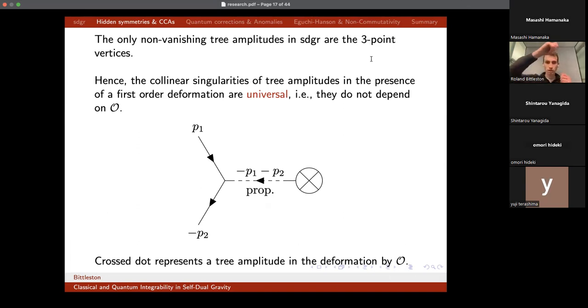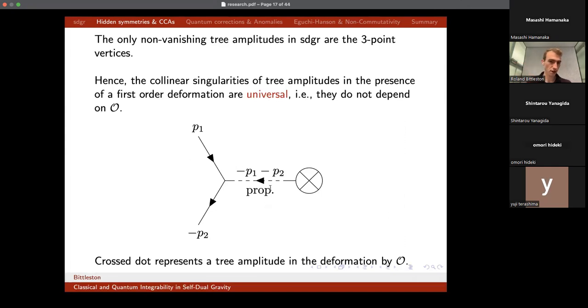the momenta on 2 external gravitons to become collinear, the only way I can get a non-vanishing answer is if there's a propagator which is becoming singular, which is going on shell. That's the only thing that can give me a singularity. And this propagator has to connect some non-vanishing tree amplitude to some other non-vanishing tree amplitude. But the only ones I've got in the self-dual theory are the 3-point vertices. And so I'm always going to end up with something where only on one side can I introduce the local operator O. Only on one side can I insert this deformation.